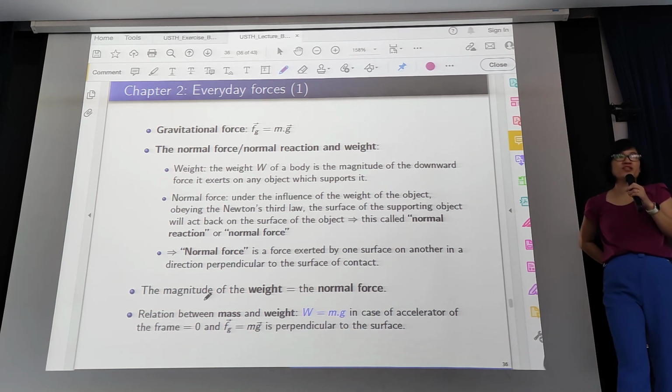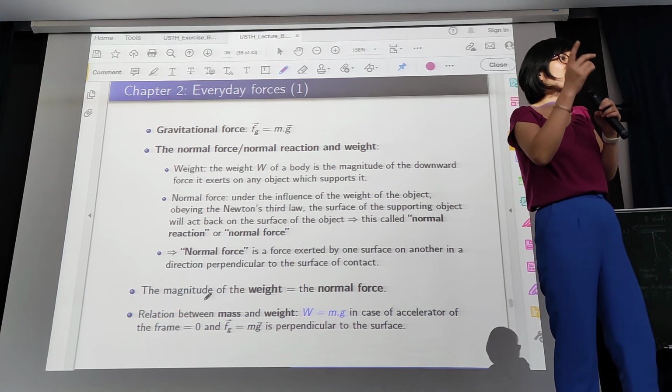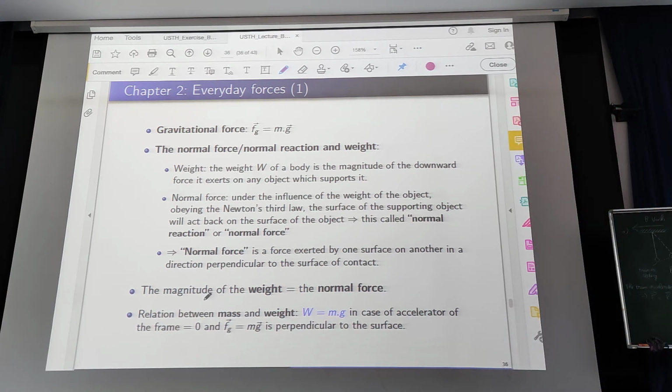Next slide. I will introduce the forces we meet every day. The first is the gravitational force, which everyone knows, and we mentioned it from the beginning, right? That is the attractive force between the center of the Earth and our mass. The second force is called the normal force or the normal reaction, and the weight. So firstly, the weight. What is the weight? The weight of a body is the magnitude of the downward force it exerts on any object supporting it.